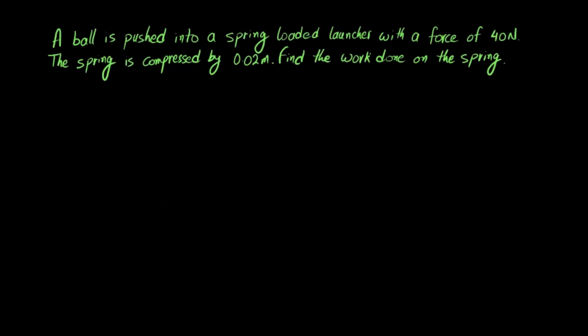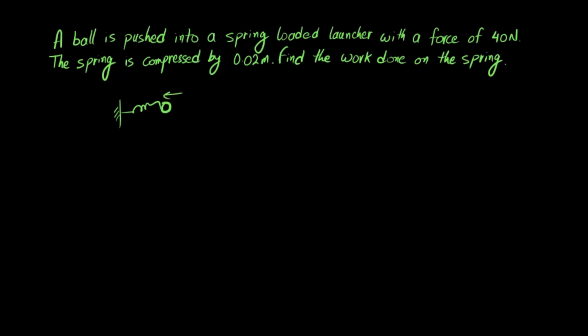Let's see another one. You have a ball that's pushed into a spring. So we have a spring and you have a ball that's being pushed into it. Now when you do that, you are doing some work on the spring. Because of that, there will be some potential energy. And this ball is compressing the spring by 0.02 meters. So x is 0.02 meters. And we know the force is 40 newtons. So F is 40 newtons. We are trying to find the work done on the spring.